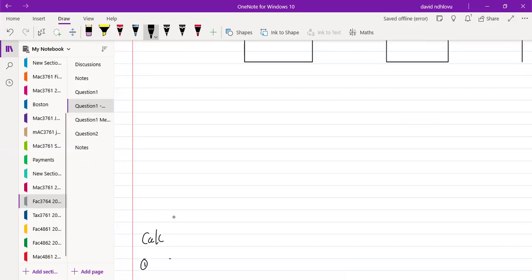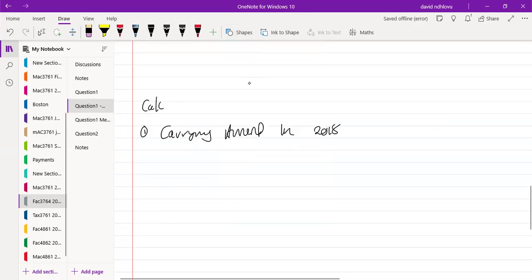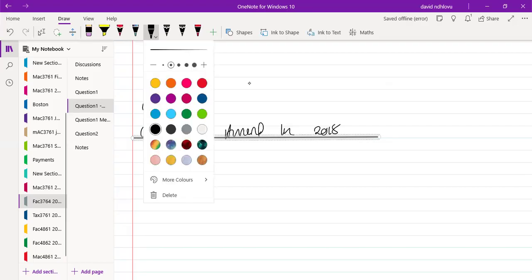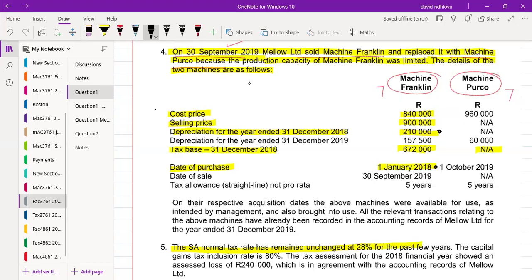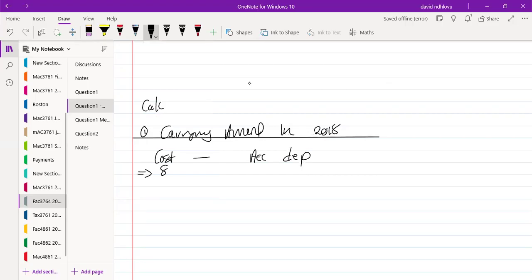Right, number one, we want to calculate the carrying amount in 2018. When we calculate the carrying amount of an asset, good people, what do we take into account? What is the formula? It's cost minus accumulated depreciation. Then we say, what is the cost of this particular asset? This was acquired at 840,000. So that was the purchase price or the cost price.